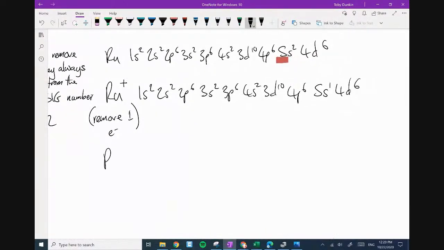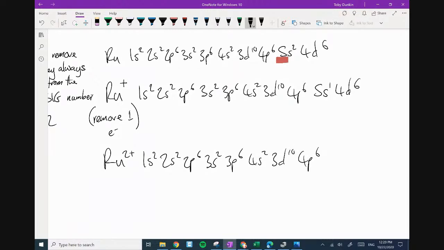Right, let's do ruthenium 2+. We're going to keep it all the same. 1s2, 2s2, 2p6, 3s2, 3p6, 4s2, 3d10, 4p6. It's all gone.